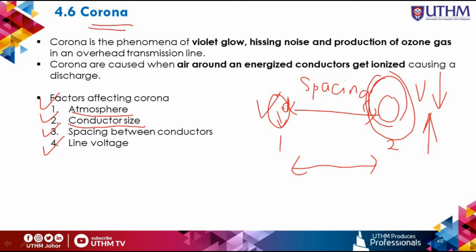The second one is the conductor size. The corona effect depends upon the shape and conditions of the conductors. A rough and irregular surface will give rise to more corona because unevenness of the surface decreases the value of breakdown voltage. Thus, a stranded conductor has an irregular surface and hence gives rise to more corona compared to the solid conductor.